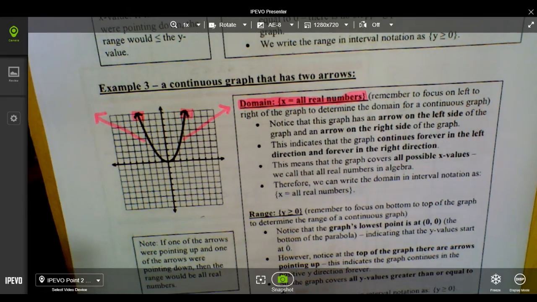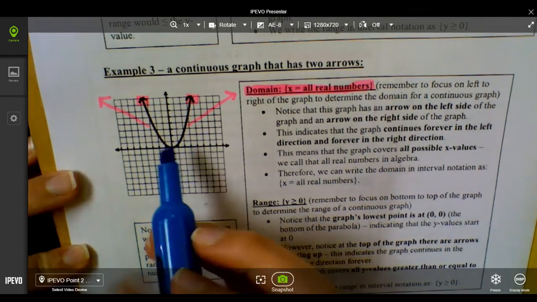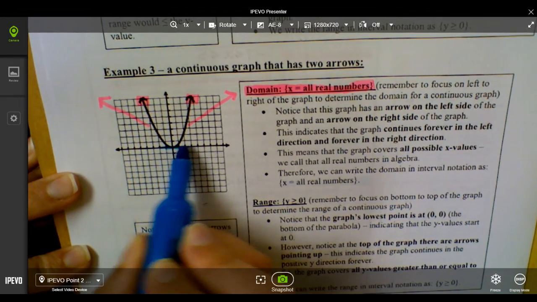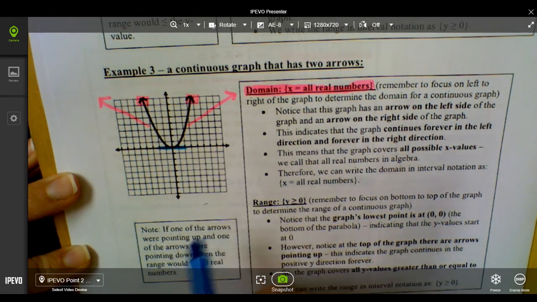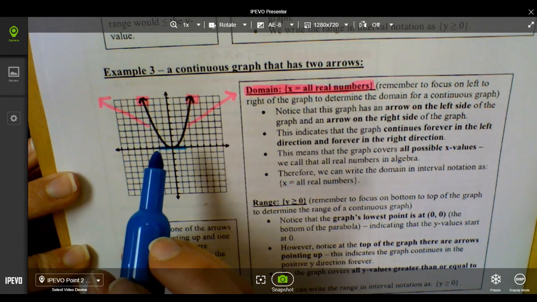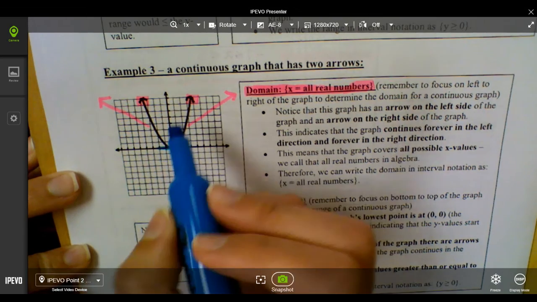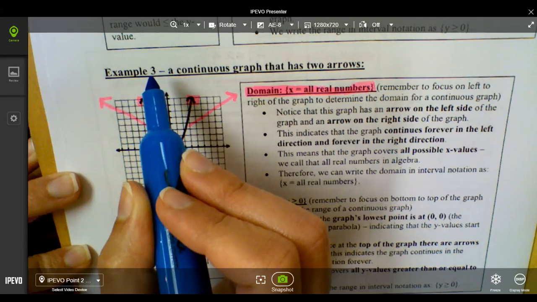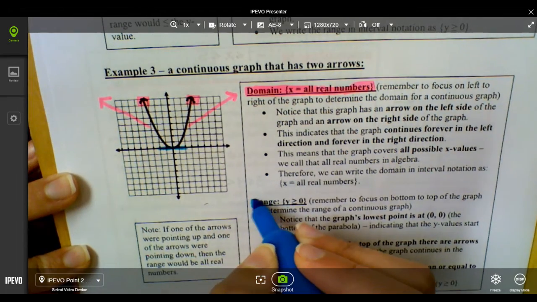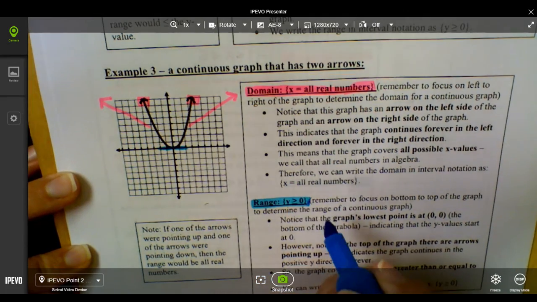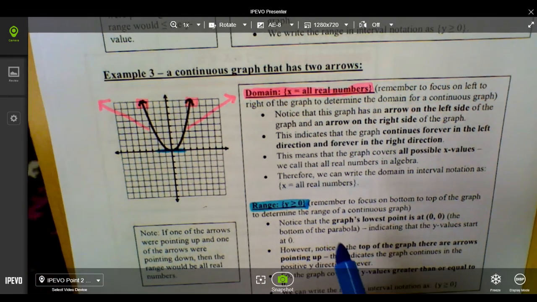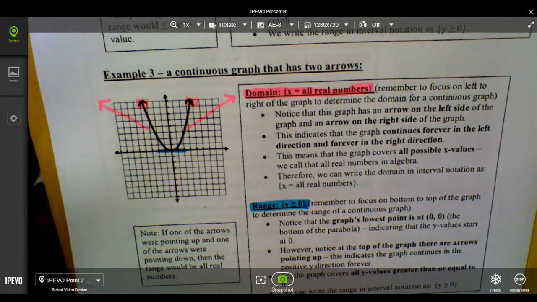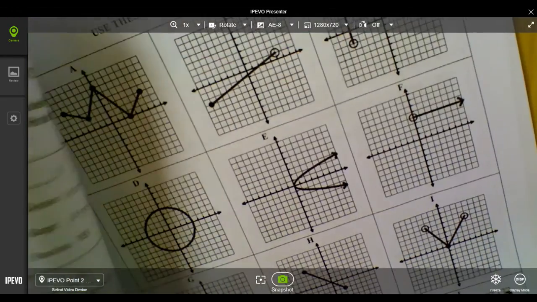But now your range. Notice over here, you definitely do have your minimum right here. That means your lowest y value is going to be 0. And then your highest y value, that's where these arrows come in again, that's going to go to infinity. So that is why your range is just going to be greater than or equal to 0. So you just have to look out for that really fast. Okay, and then I'm just going to do the first problem.